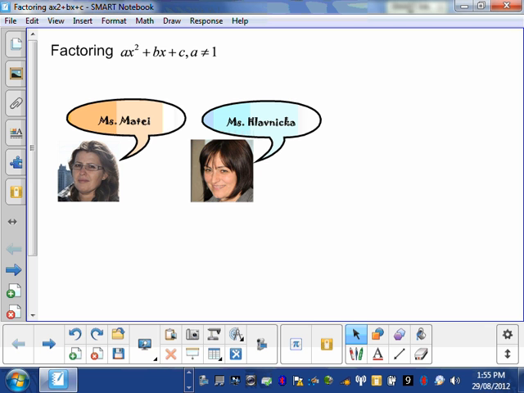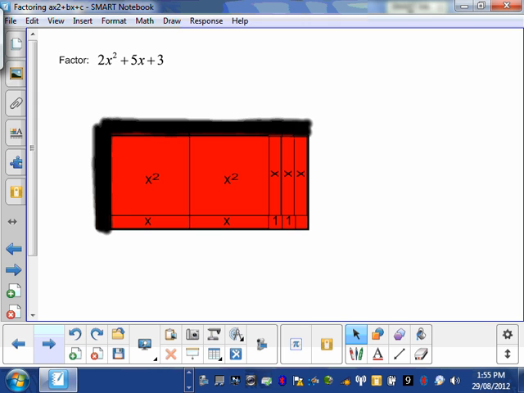Miss Lavnika and Miss Mate will be talking about factoring ax² plus bx plus c. What do you see different from the previous case, Miss Lavnika? What I see different is that the first term has a coefficient a, and that a cannot be 1. That means it can be any other number. So I think that the questions will be a little bit more complicated than what we saw before.